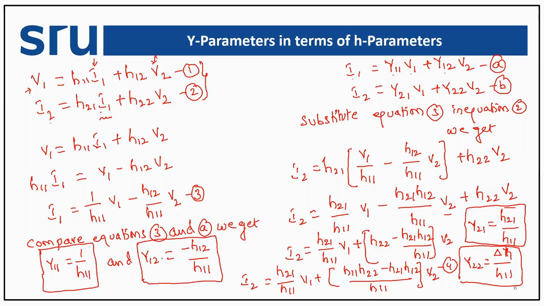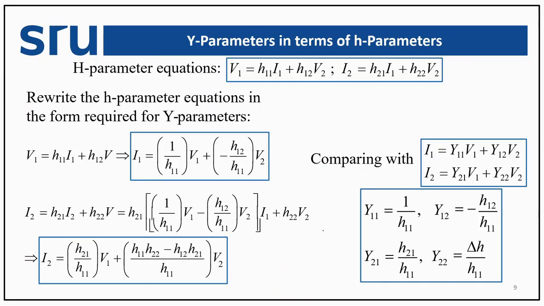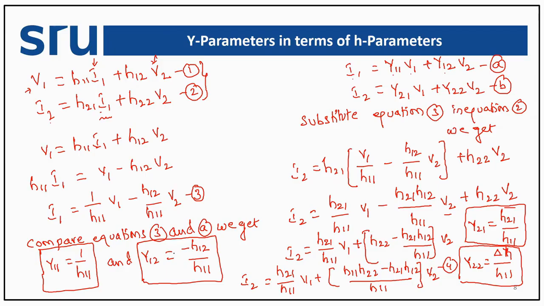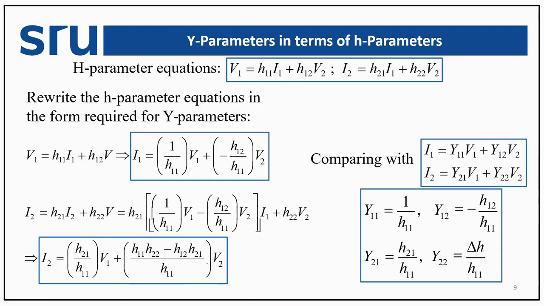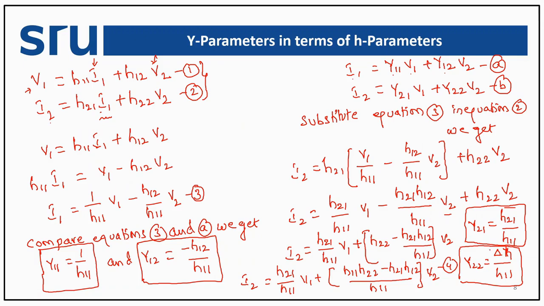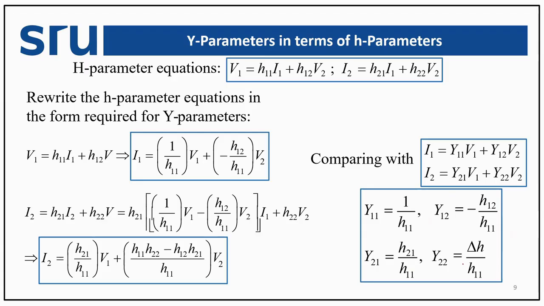Okay, so Y11 equal to 1 by H11, Y12 equal to minus H12 by H11, Y21 equal to H21 by H11, and Y22 equal to determinant of H by H11, right? So this is the process of converting Y parameters in terms of H parameters.